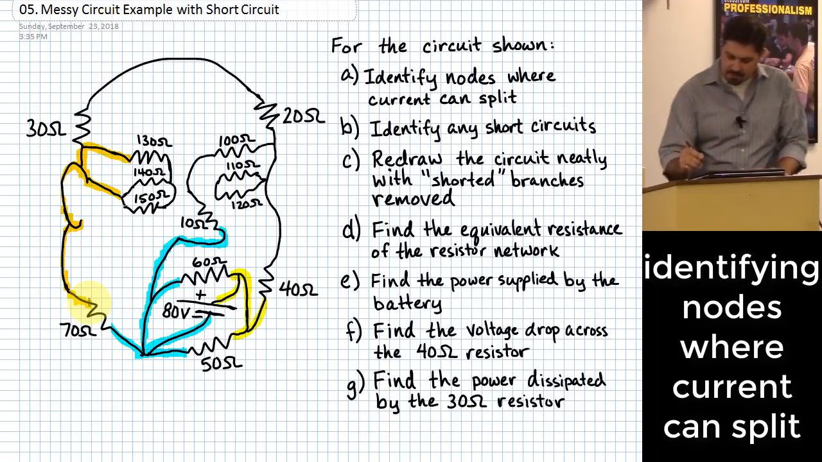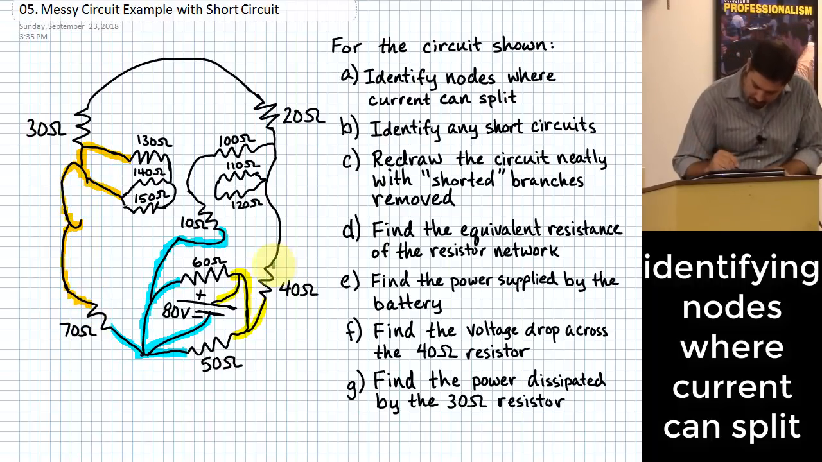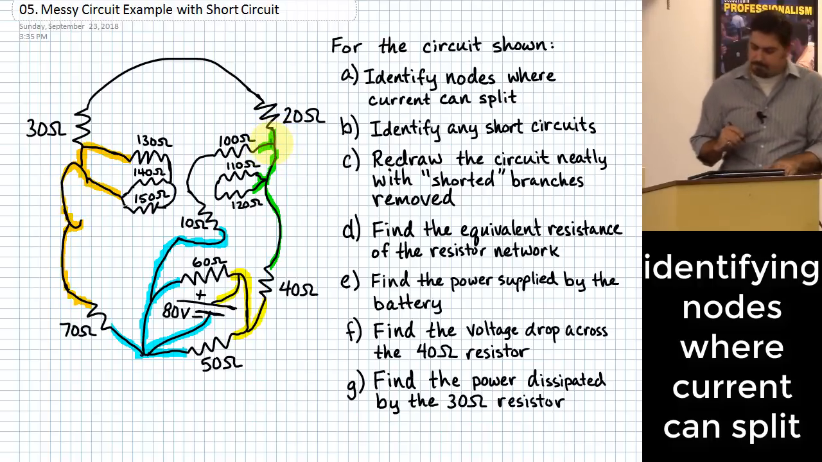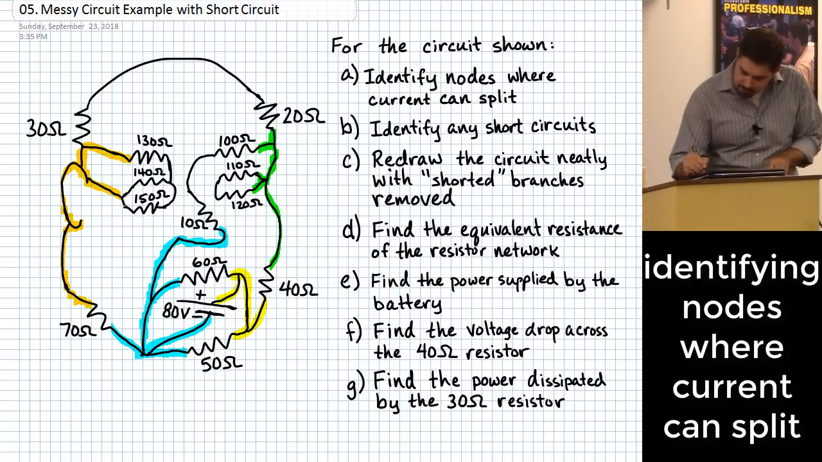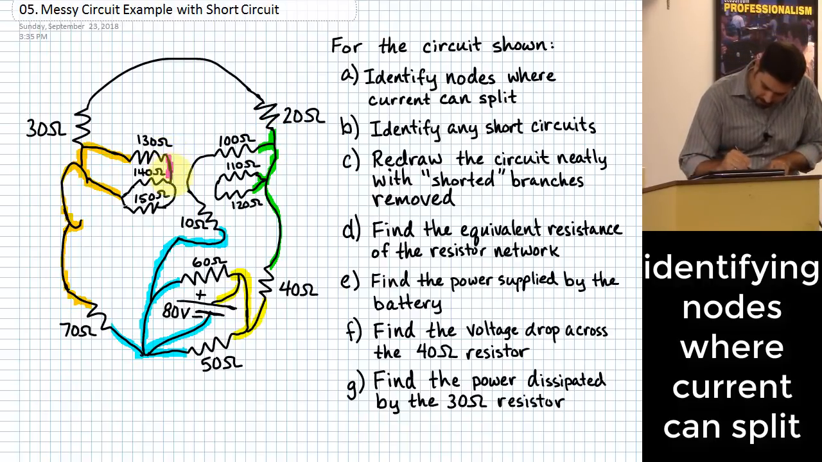Okay, on the right side, there's another spot where that can happen. So, like over here. All right. And I would go up to those, and I'd go up to here, and I go right there. Okay. Technically, I have another place where current could split, and it'd be right here. That would be another node.